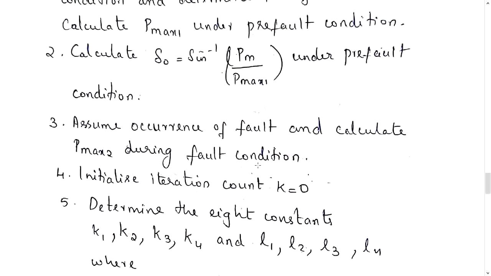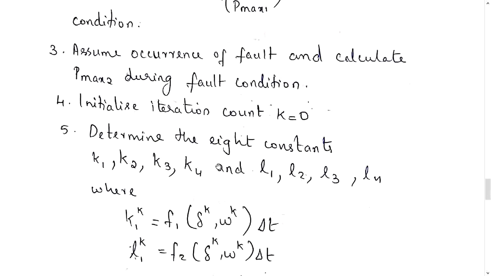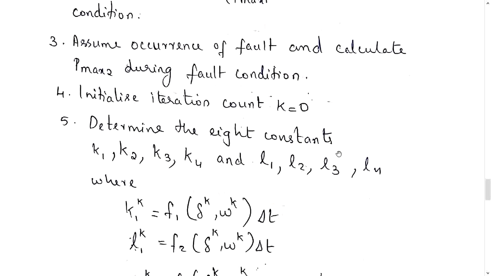Now we assume that the fault occurs in the system, and we calculate Pmax2 during the fault condition. Then after that we go for the iteration. That is, we first take the iteration count k equal to 0. That is, we are going to find the first iteration, k equal to 0. Now in the Runge-Kutta method we have to calculate 8 constants. These constants are k1, k2, k3, k4 and L1, L2, L3, L4.